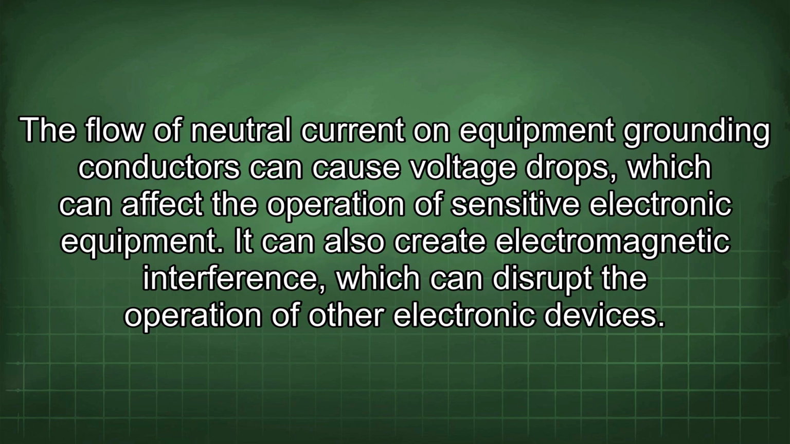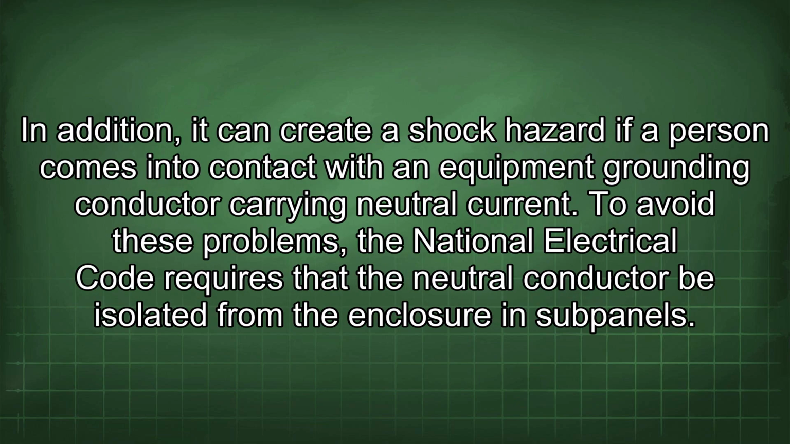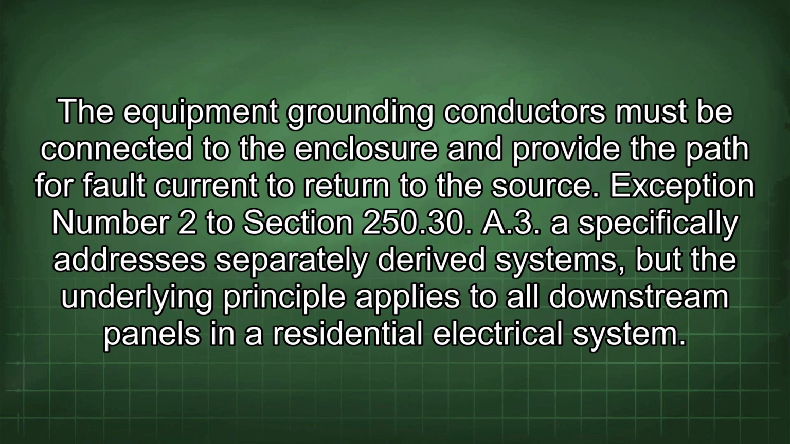The flow of neutral current on equipment grounding conductors can cause voltage drops, which can affect the operation of sensitive electronic equipment. It can also create electromagnetic interference, which can disrupt the operation of other electronic devices. In addition, it can create a shock hazard if a person comes into contact with an equipment grounding conductor carrying neutral current. To avoid these problems, the National Electrical Code requires that the neutral conductor be isolated from the enclosure in subpanels.